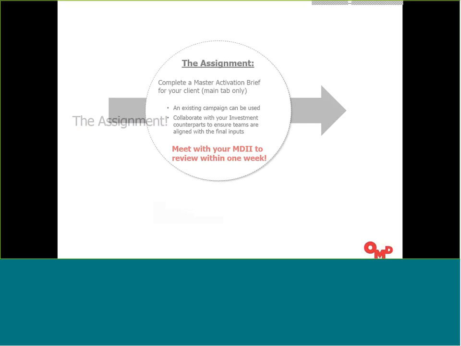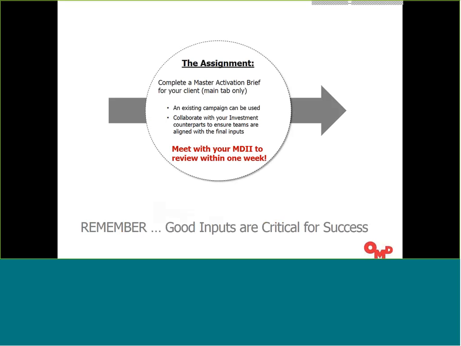I do want to quickly go through the assignments, which Ben previewed earlier. All you have to do is fill out the main page of the master activation brief. You can use an existing campaign, or you can apply it for a new campaign that you have coming up. But this is a great way for everyone to get their hands on the brief and feel comfortable with it, so we can start using it for every campaign moving forward.